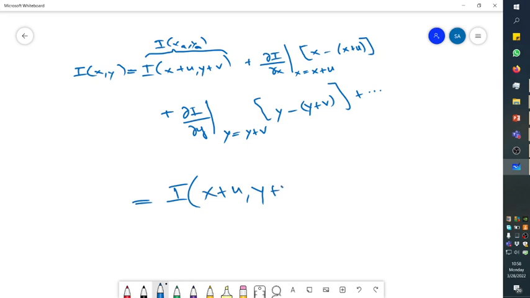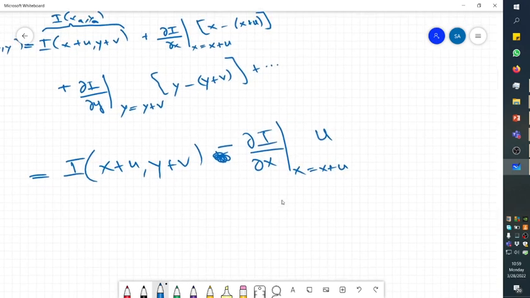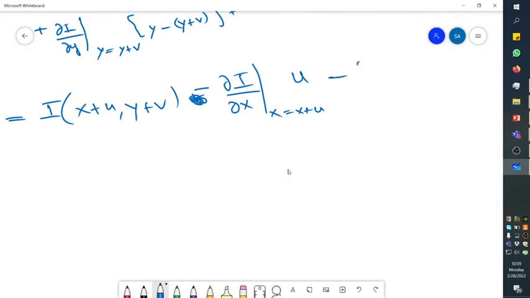I of x plus u y plus v plus now x minus x plus u is just minus u, ठीक है, because x और x cancel हो जाएंगे, so we get minus u. So I should write minus partial I by partial x evaluated at x equals x plus u times u. Similarly, the next term we have is of course minus partial I by partial y with the derivative evaluated at y plus v times v.